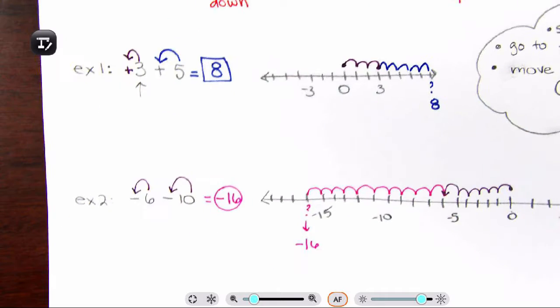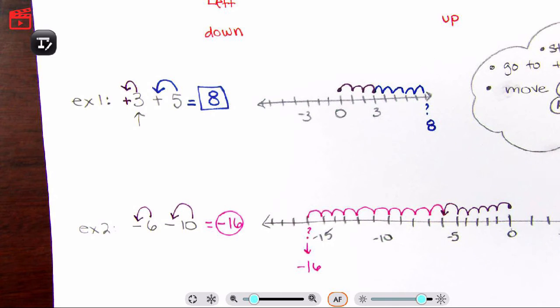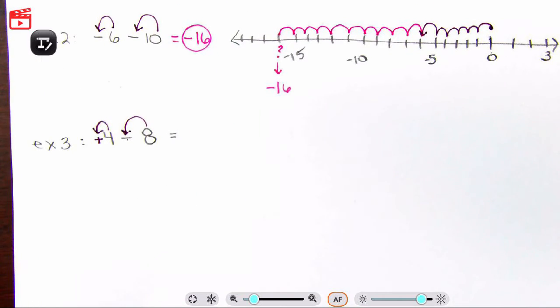All right. Let's do one with a plus and a minus combined. So example 3. Let's do 4 minus 8. Again, look at the sign or the symbol in front of your number. So 4 is positive, 8 is negative. Oh, and you could not see that. I apologize.